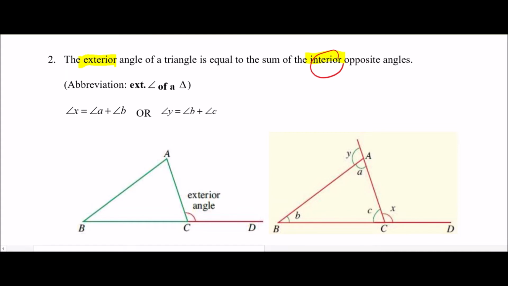Let's look at the line here. The exterior angle of a triangle is equal to the sum of the interior opposite angles. Let's highlight the words opposite angles. And the abbreviation here is exterior angle of a triangle. Now what does it mean? There are a lot of words here, a lot of things to learn.